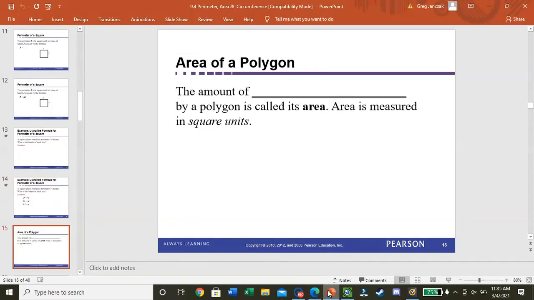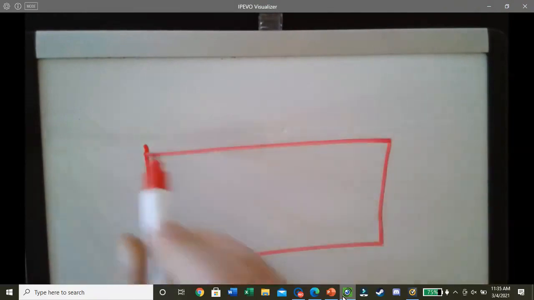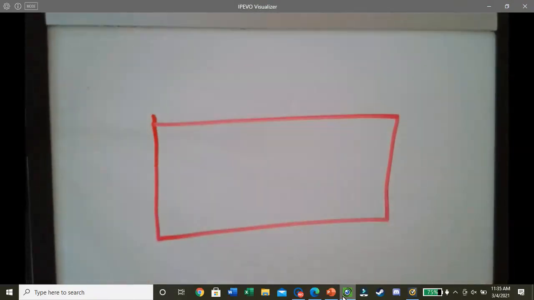Okay. Area of a polygon. The amount of plane surface covered by a polygon is called its area, and it's measured in square units. So I like to go back to our yard, right? So here's our picture of our yard. In this yard, we already had our fence, right?